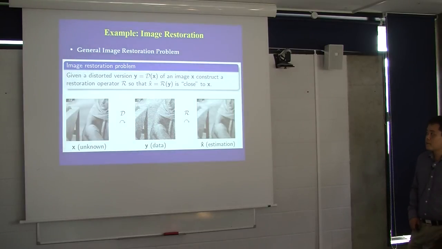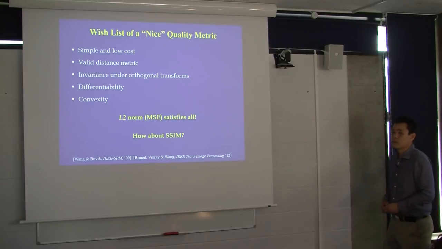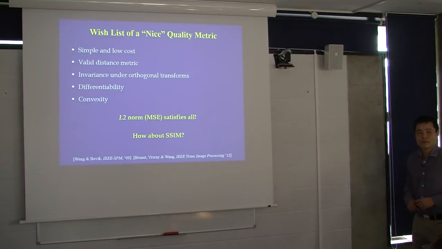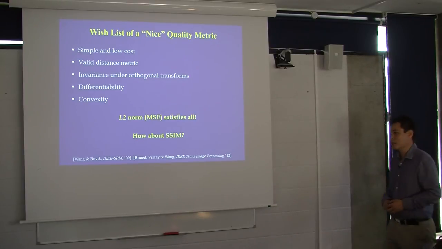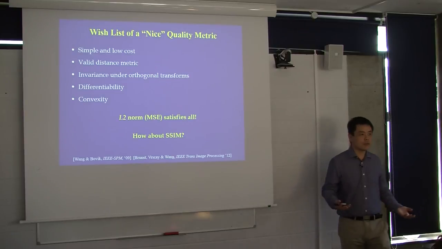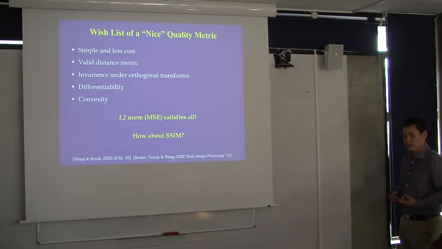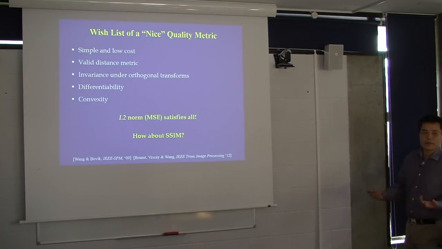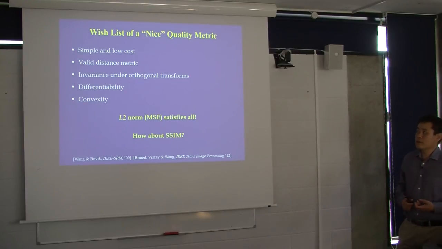You can basically make a wish list of the quality metric you want to have, because you want to optimize it. It has to be simple, low cost. You don't want to spend heavy computation on that. This is true. In the old days, people designed chips and very expensive equipment just to do video quality assessment. People cannot afford that, not to say optimize using that. So you want this to be very simple and low cost.